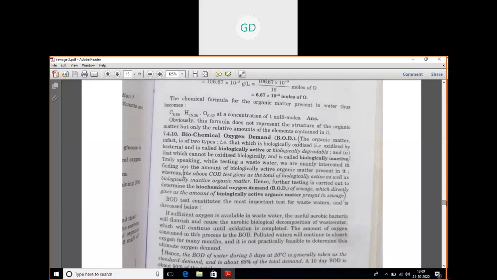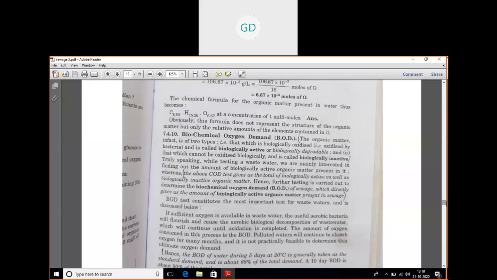So what it gives us is the organic matter present in the sewage. That organic matter is basically of two types. One is biologically oxidized, or you can say biodegradable organic matter. The other is not biologically oxidized, also known as biologically inactive or non-biodegradable matter.